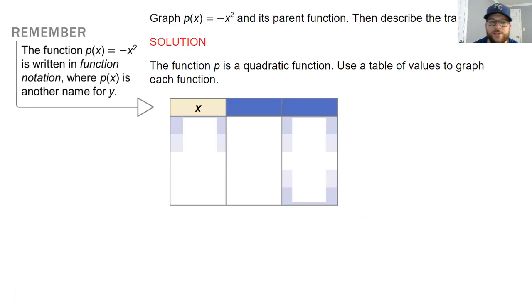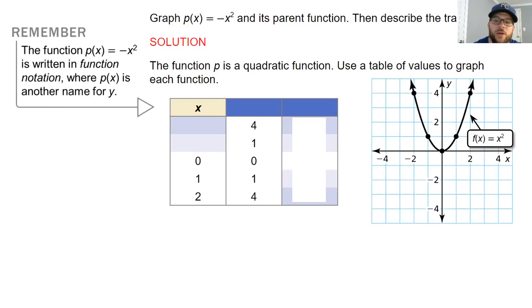Again, p of x is just another name for y. So we're going to use a couple different x values, 0, ±1, ±2. When you plug those into the regular x squared function, 0 squared is 0, 1 squared is 1, 2 squared is 4. Same thing going on the negative side. If you use -1 squared, you get +1, and -2 squared, you get +4. I don't know why these values are not showing, but they should be -2 and -1 right here. Then plotting those 5 points gives you the graph that is your regular quadratic parabola shape.